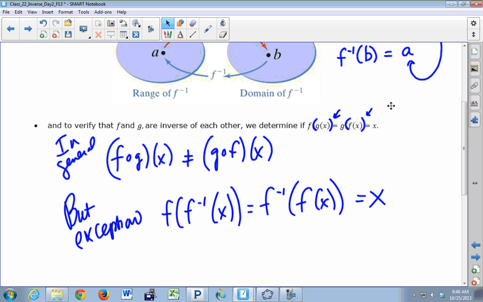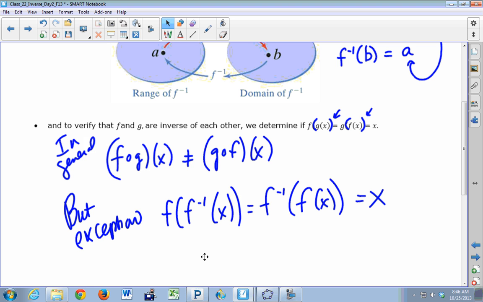And anytime I ask you to verify that two functions are indeed inverses, you would just do these two compositions. And if they both give you x back, then you know they're golden, they're inverses. Okay, so that's the kind of stuff we did on Wednesday.